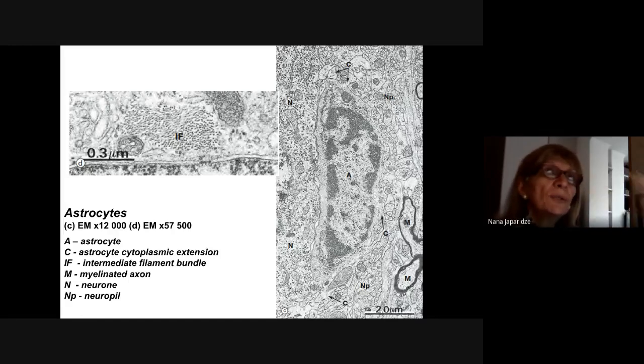That is why we use immunocytochemistry against the neurofilaments in the case of neurons, and against the intermediate filaments, GFAP filaments, or glial fibrillary acidic protein filaments, in the astrocytes. Sometimes we use both of them.